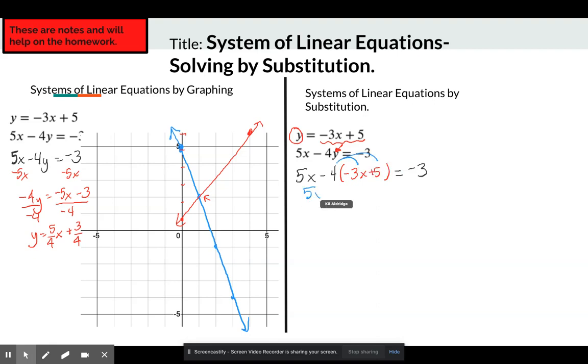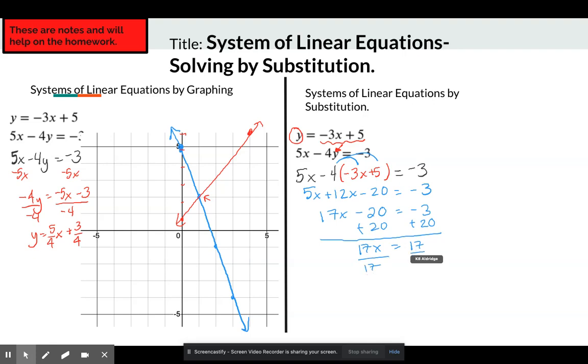So we have 5x + 12x - 20 equals -3. Ooh, now we have 17x - 20 equals -3. Add 20. This is looking good. 17x equals 17. Divide by 17. x equals 1. Hey, so far that kind of looks like what we have. Awesome. So right now all we have is x equals 1, and I need my y.